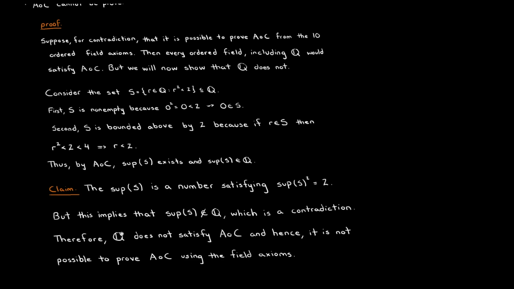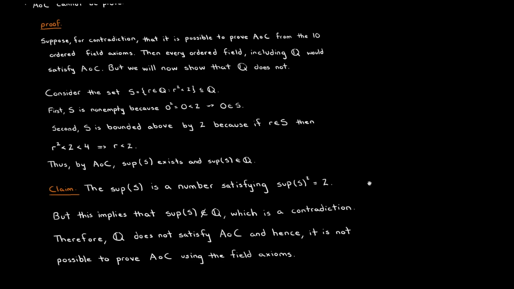And so therefore, the set of rational numbers does not satisfy the axiom of completeness, and from this it also follows that it's not possible to prove the axiom of completeness using the field axioms. Because if it was, then Q should satisfy the axiom of completeness, but we've just found a subset of the rational numbers that's bounded above and non-empty, but actually has no least upper bound in Q.